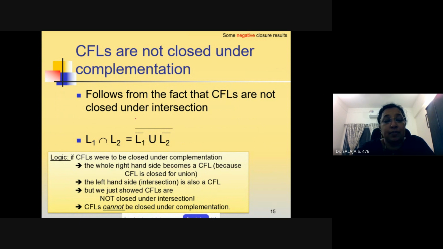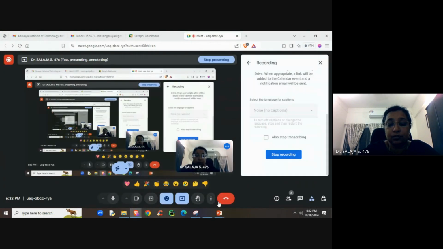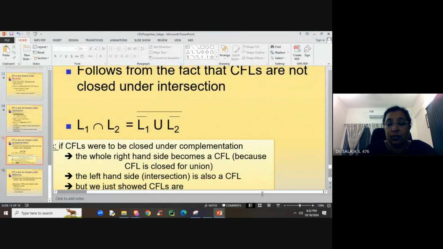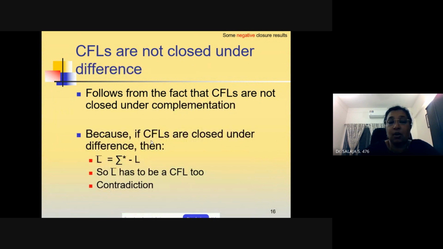Now, what is the complement of it? CFL is not closed under complementation. If I have to talk about L1 intersection L2, based on De Morgan's law, it is the complement of L1 complement union L2 complement. If intersection is not closed, but union is closed, then the only option is that complement is not closed, and therefore CFL is not closed under complementation.